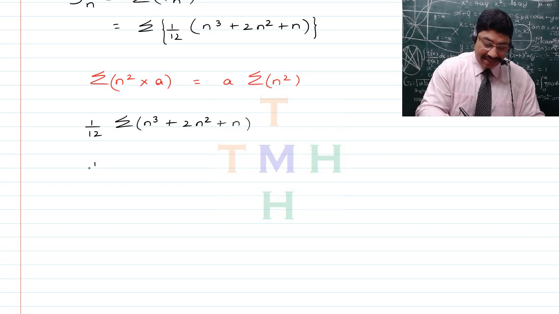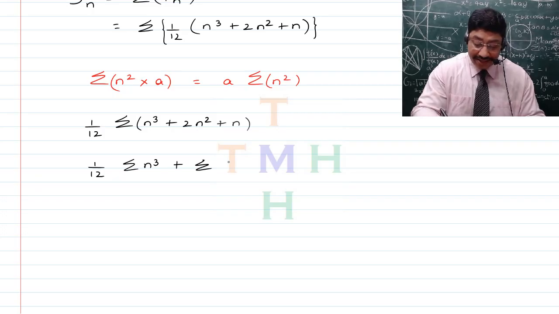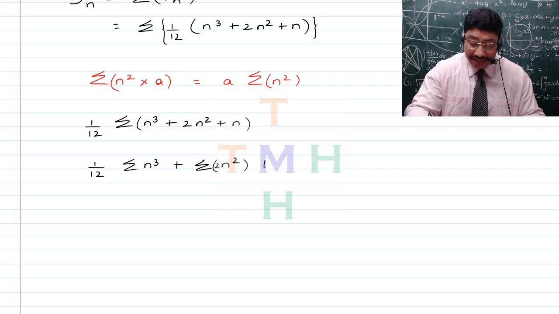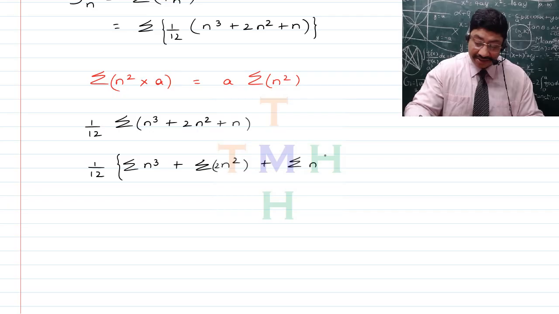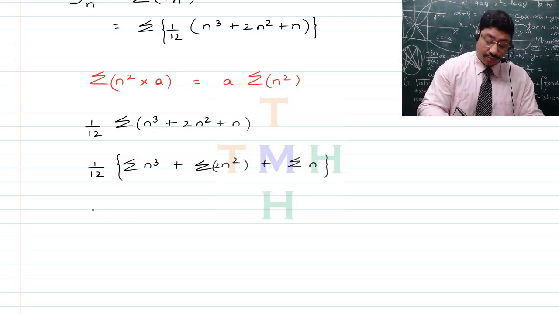So here, 1 upon 12 is still going to be kept outside, and then we'll have sigma n cube, to which is going to be added sigma n square times 2, and to that is going to be added sigma n, and remember all of this is in multiplication with 1 upon 12. As such, we will put up a bracket here.